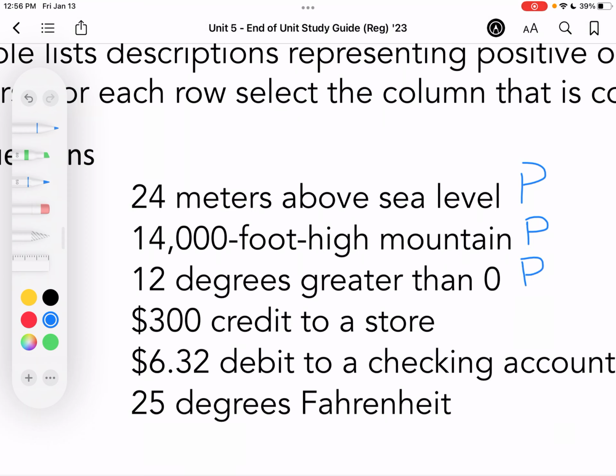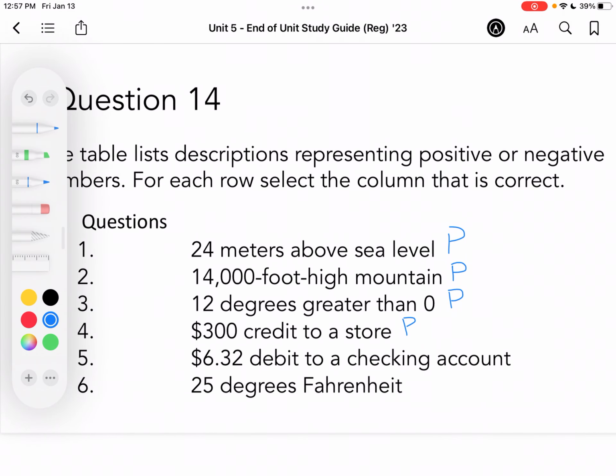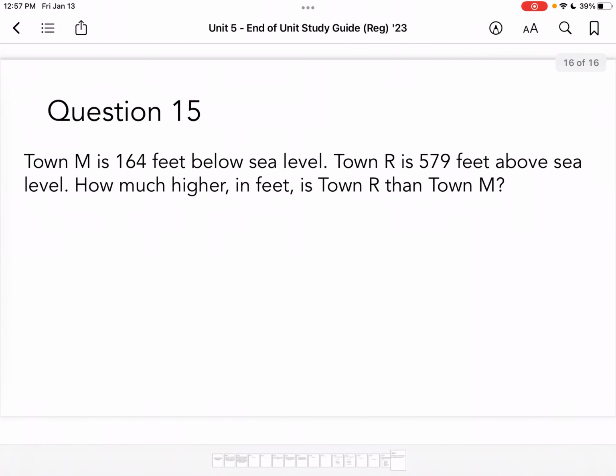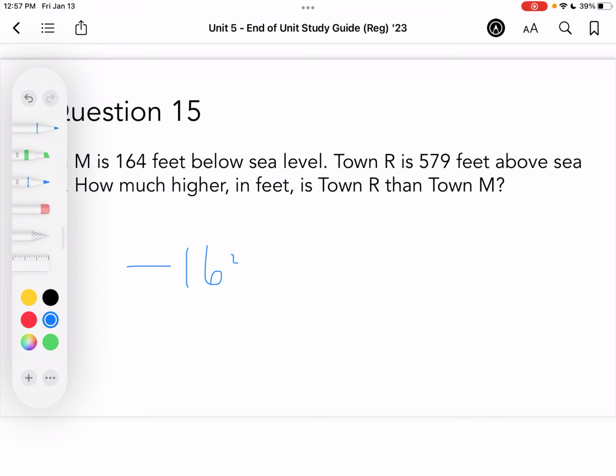If it's a 300 credit to a store, that's positive. If it's a $6.32 debit to a checking account, that's negative. If it's 25 degrees Fahrenheit, that's positive. Town M is 164 feet below sea level, so that's negative 164.